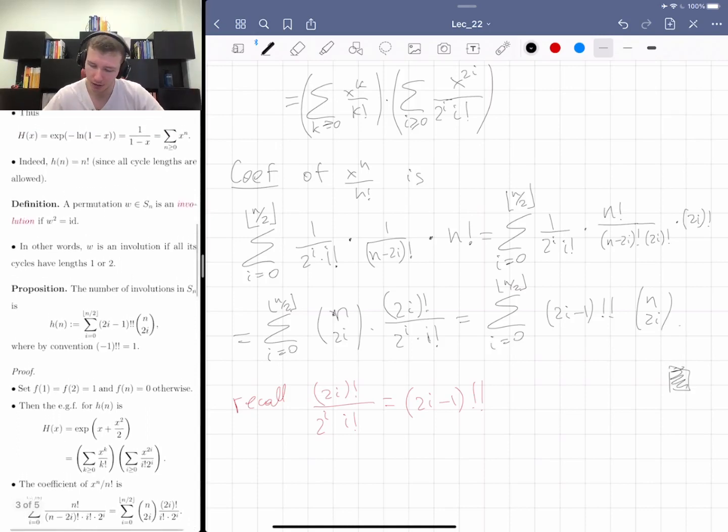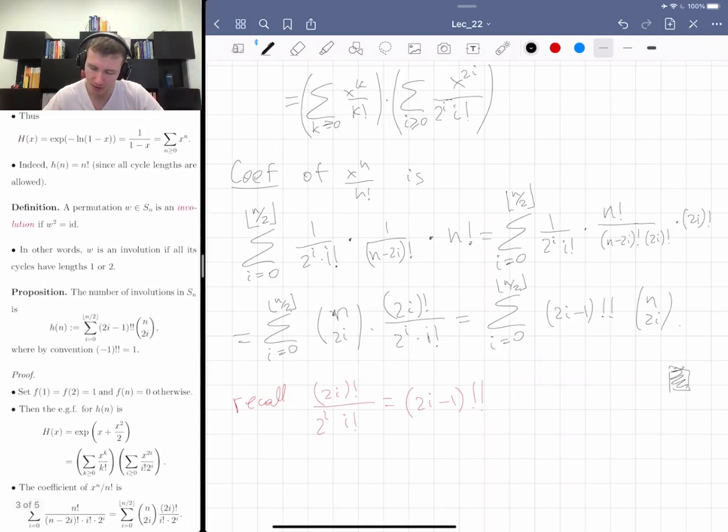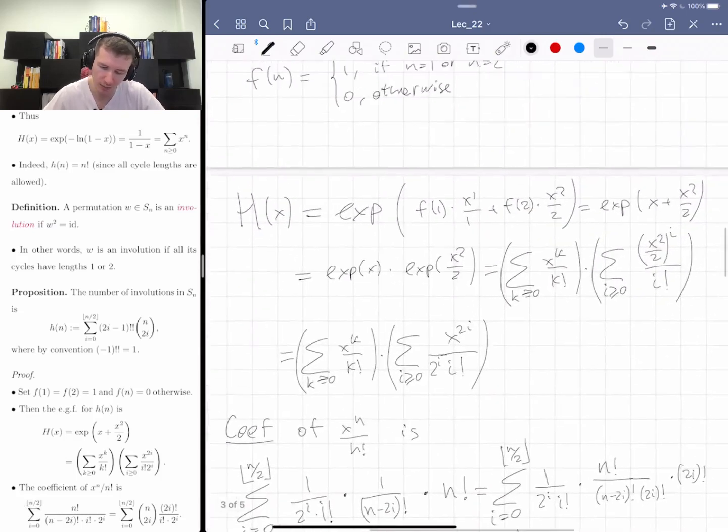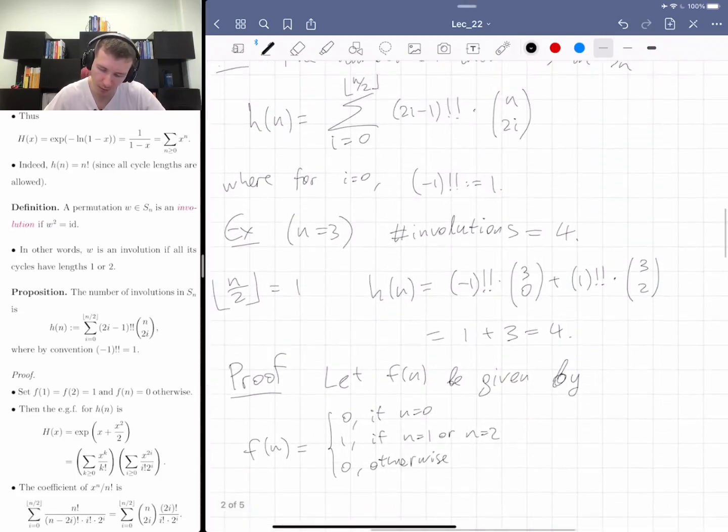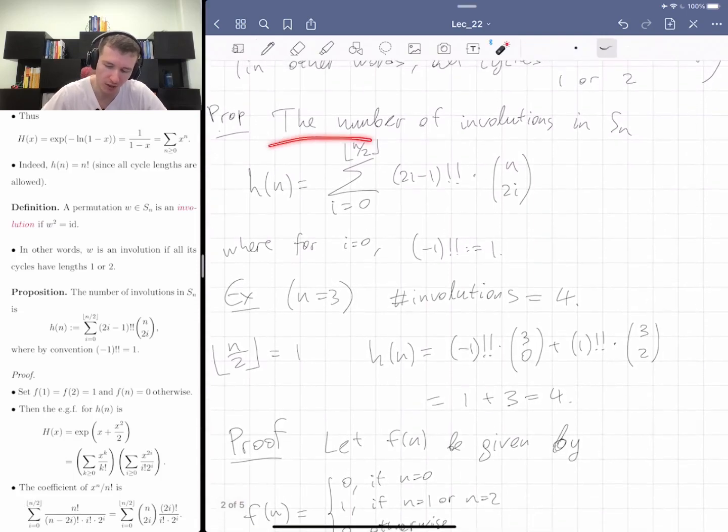And so you can try proving this bijectively or by some direct counting argument. That is not exactly easy to do. But that's a nice application of the exponential generating function formula.